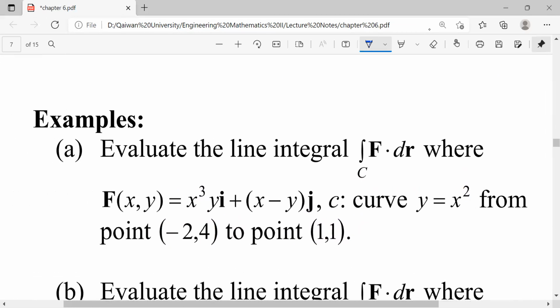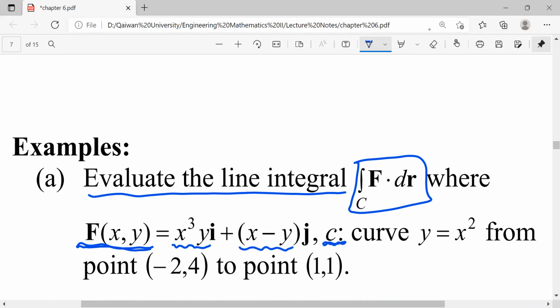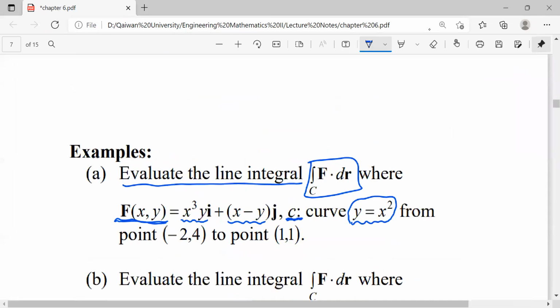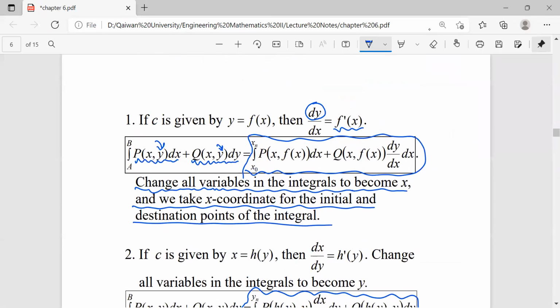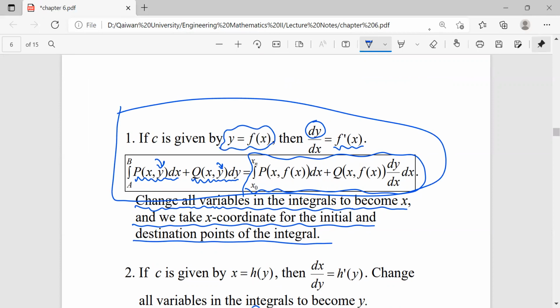For the first example, it says evaluate the line integral, where F of xy, the vector field, equals x cubed y i plus x minus y j, where C, the curve, is y equals x squared. Look, which of the above cases is this? We have the curve which is a function of x. Y is x squared. That means it is this case. As you see, y is a function of x, so we use this formula for finding the arc length.